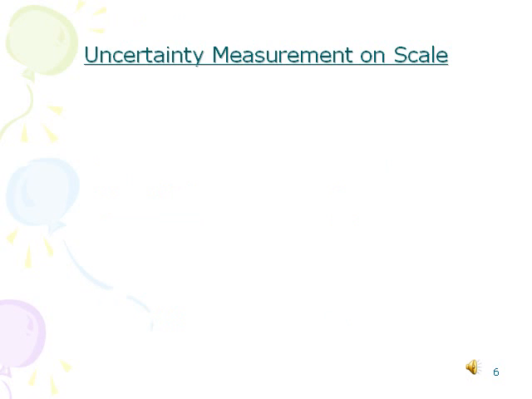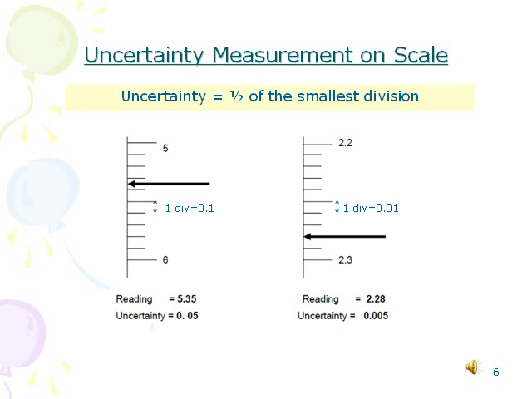The smallest units for measuring tapes can be millimeters, whereas micrometers can measure to the smaller unit of micrometers. So how do we determine the uncertainty on the scale? The rule is that the uncertainty is half of the smallest division. Look at this example. The smallest unit of one division is 0.1. Hence, the uncertainty should be 0.1 divided by 2, equal to 0.05. On the right hand side, the smallest unit is 0.01. Hence, the uncertainty is equal to 0.005.